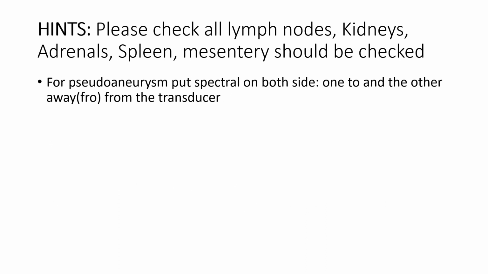So it is not only the liver ultrasound, it is checking all the lymph nodes under the liver, between the liver and kidney, portal hepatis, or adrenals, spleen, mesentery. All should be checked for masses or lymph nodes. And for pseudoaneurysm, we should put a spectral on both sides. One may be toward and the other away, the yin-yang sign, on the hematoma and the active part.